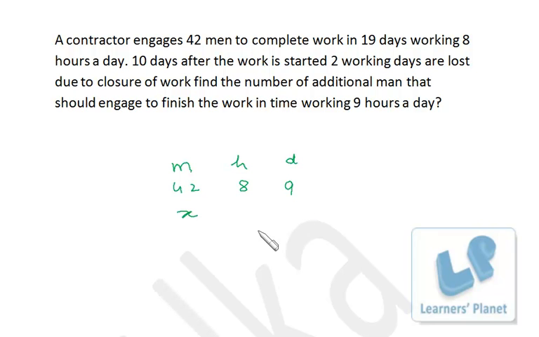but 2 days are lost. That means we are left with 7 days. That means the hours should be increased, and the increased hours are 9. So we have to find out the value of this X.